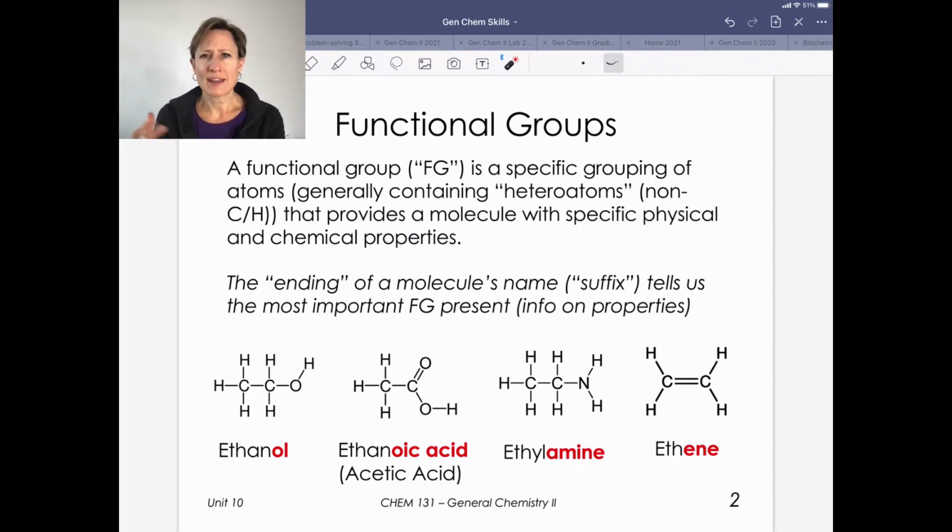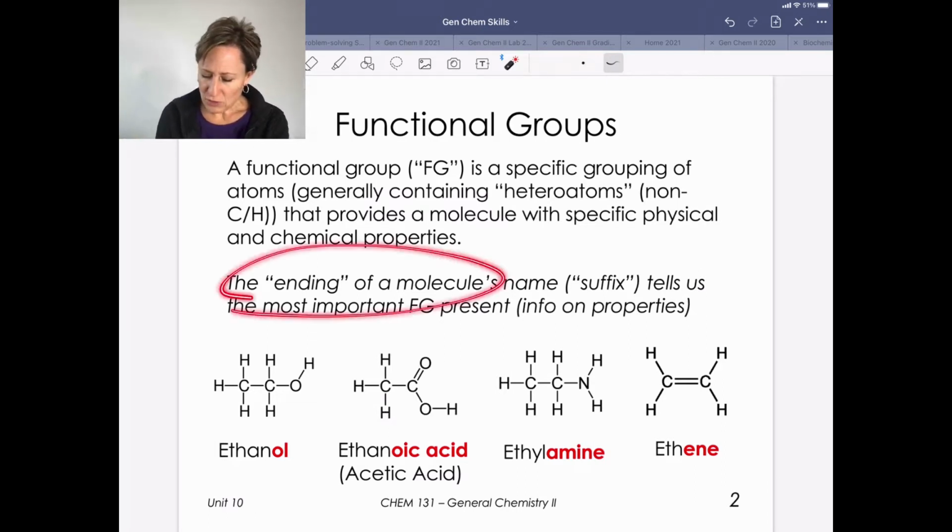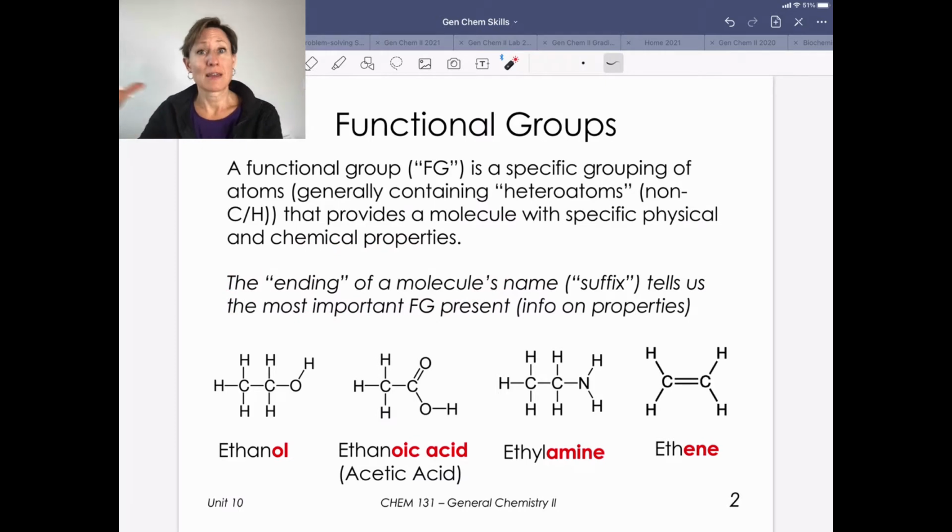So why organic chemistry groups things by functional groups is molecules that have the same functional group tend to have similar physical properties and similar chemical reactivity. So the ending of a molecule's name, that's the suffix, the part at the end of it, often tells us the most important functional group present, and that's going to be important for getting information on properties. So for example, here are a whole bunch of 2-carbon molecules, and the suffix or their ending piece tells us the functional group that's present.